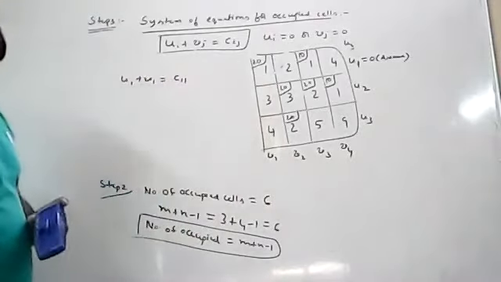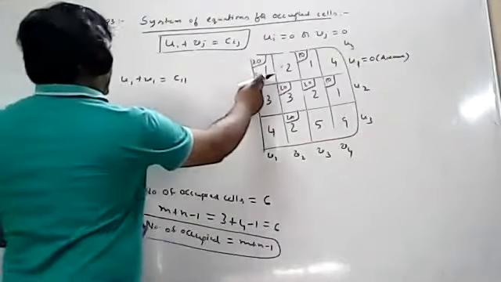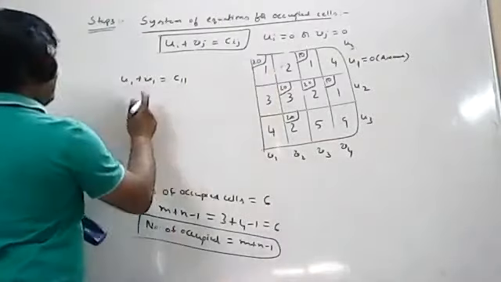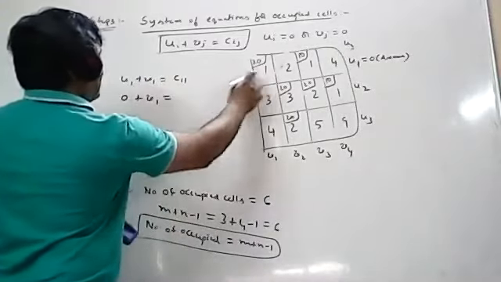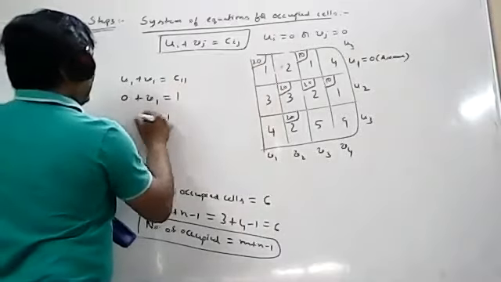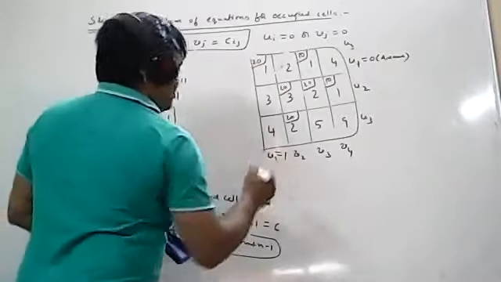This is the formula I applied yesterday. This is the first occupied cell, C11. So U1 plus V1 equals C11. U1 value equals 0. V1 equals C11, so what is the value? It is 1. So V1 equals 1.